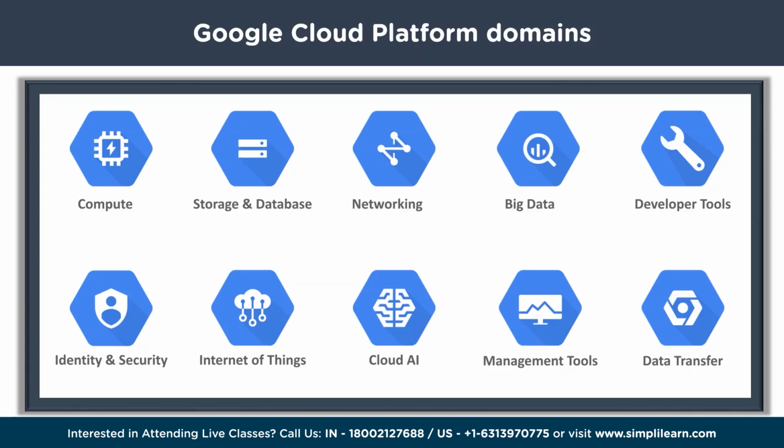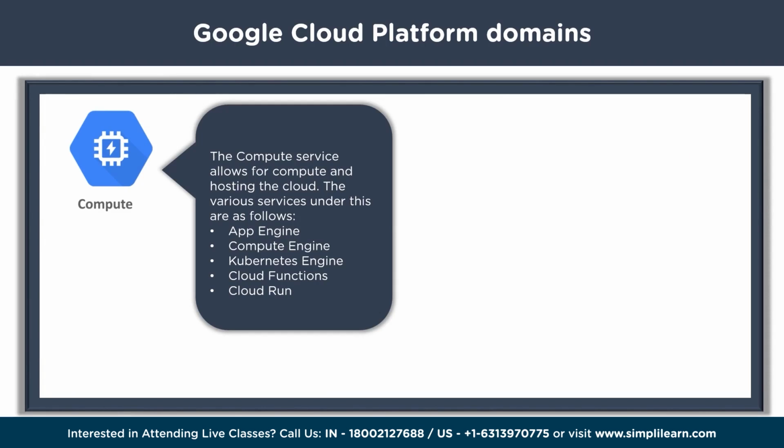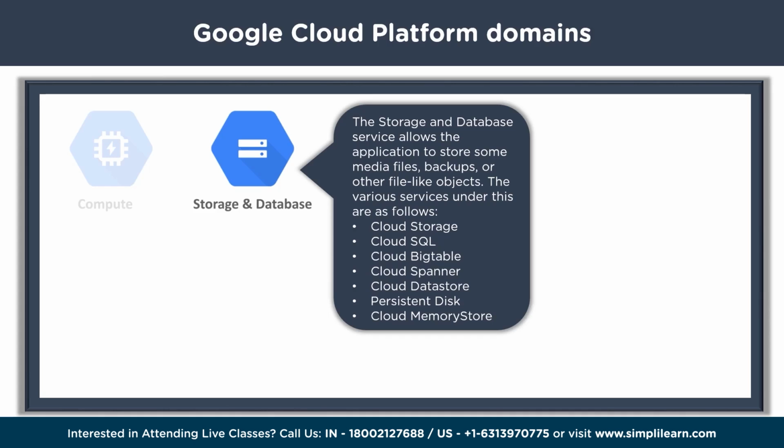Now, when we talk about Google Cloud Platform domains, we can break down these services into specifics, such as compute. The compute service allows for computing and hosting on the cloud. When you talk about computing, there are different services such as App Engine, Compute Engine, Kubernetes, Cloud Functions, and Cloud Run. When you talk about storage and database, this service allows applications to store media files, backups, or other file-like objects. Various services under this are as follows. You have Cloud Storage, Cloud SQL, Cloud Bigtable for unstructured data, Cloud Spanner, Cloud Datastore, Persistent Disks, and Cloud Memorystore.